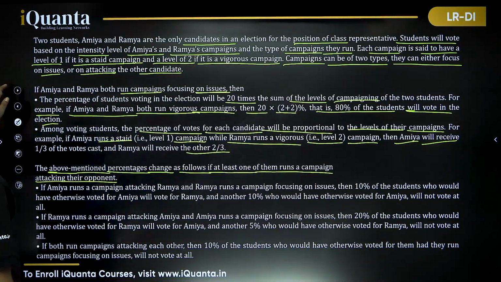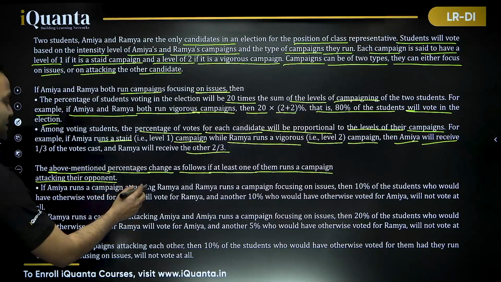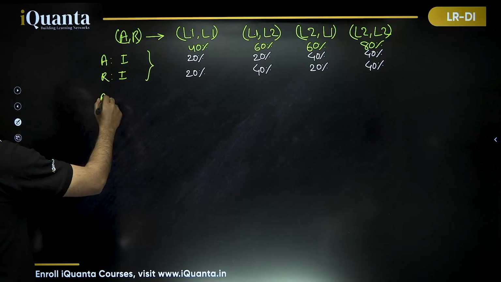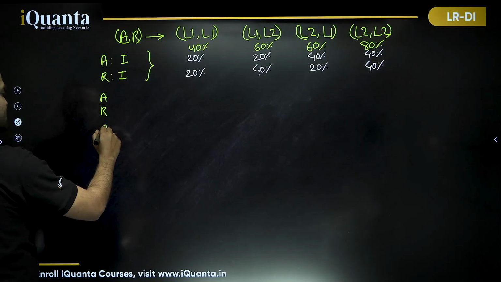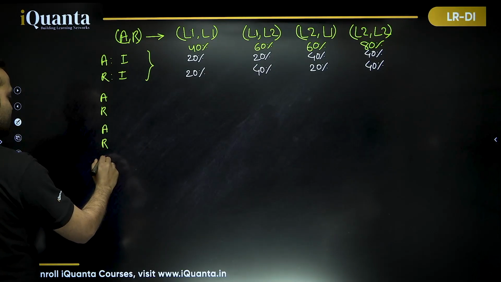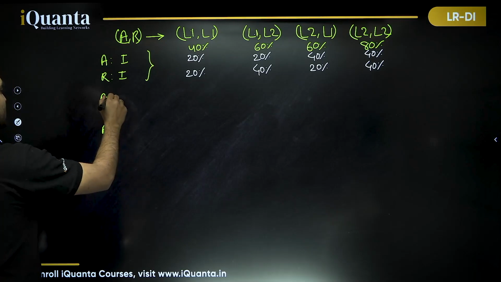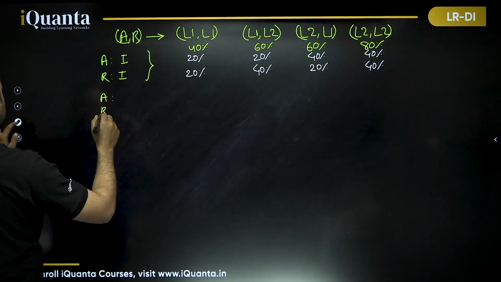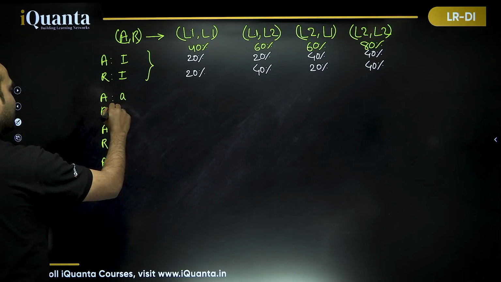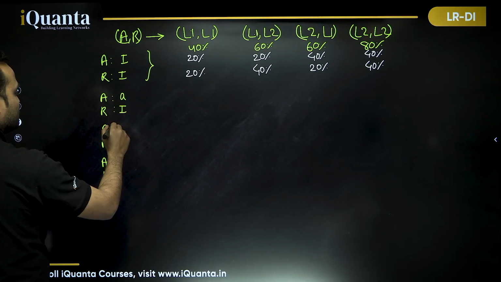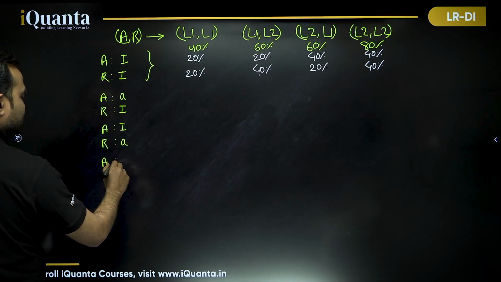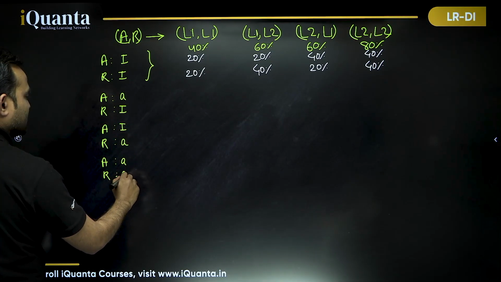So let's write it down. Starting with Amia runs a campaign attacking Ramya. So Amia, Ramya, Amia, Ramya, Amia, Ramya. Let's write it down as attacking and on issue. Then comes on issue, then attacking, and then both of them are attacking their opponent.